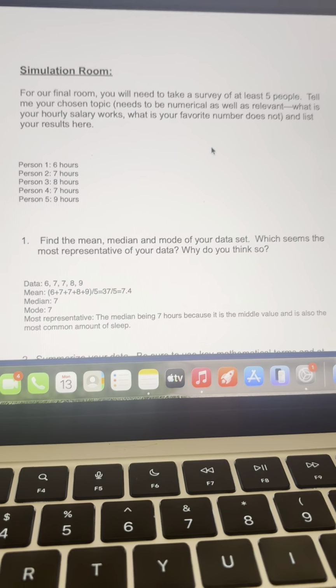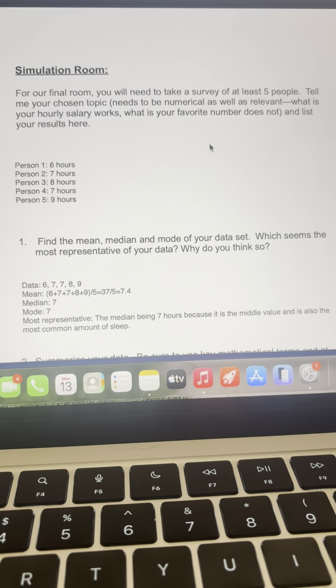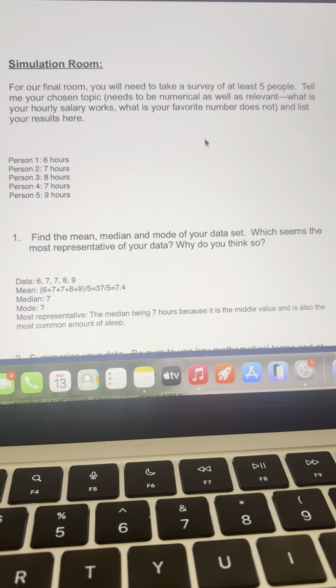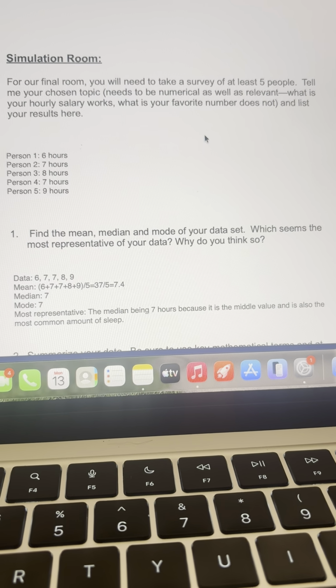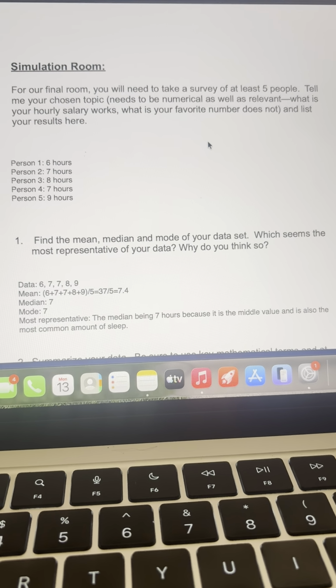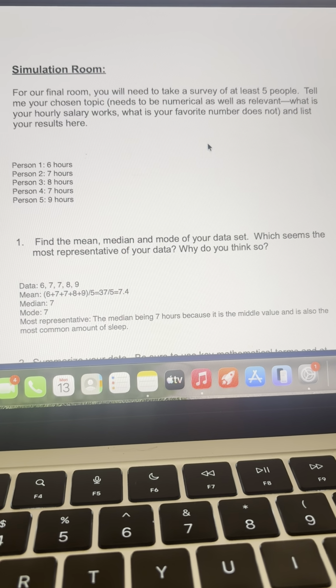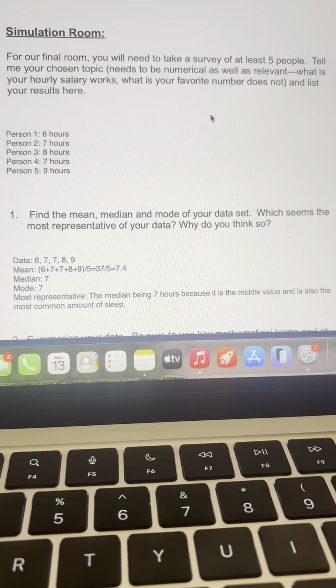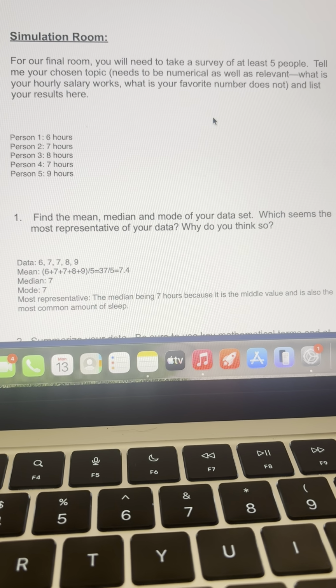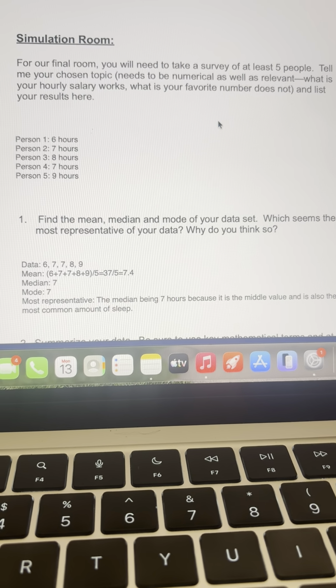And I believe for my last room, the simulation room, I took a survey of hours of sleep on a school night from 5 people. And so person 1 was 6 hours, person 2 was 7 hours, person 3 was 8 hours, person 4 was 7 hours, and person 5 was 9 hours.